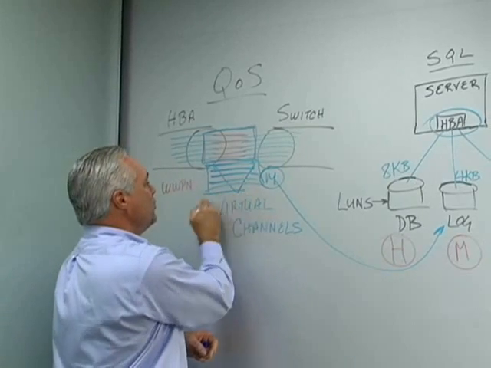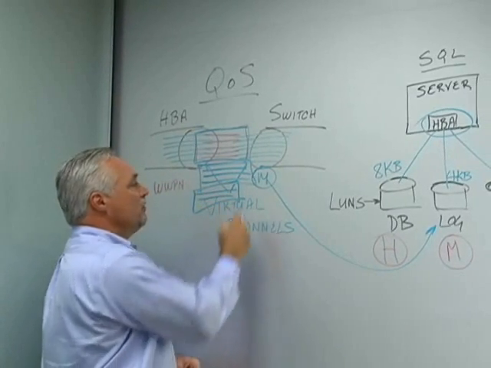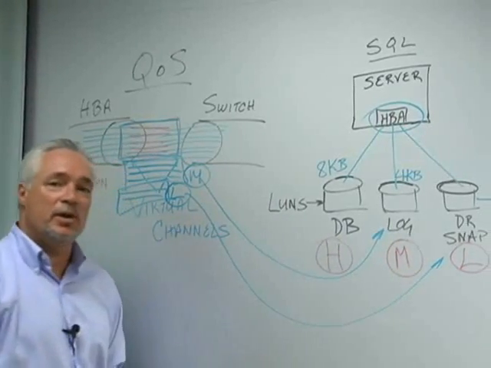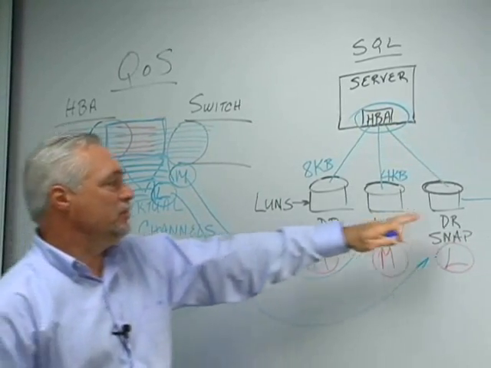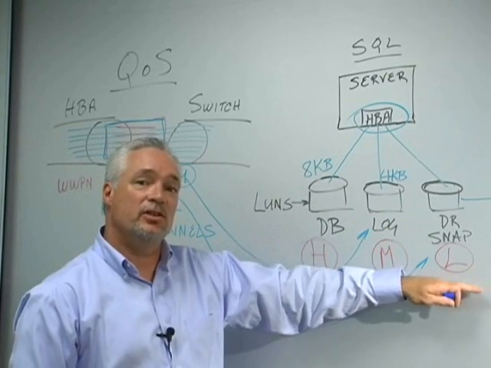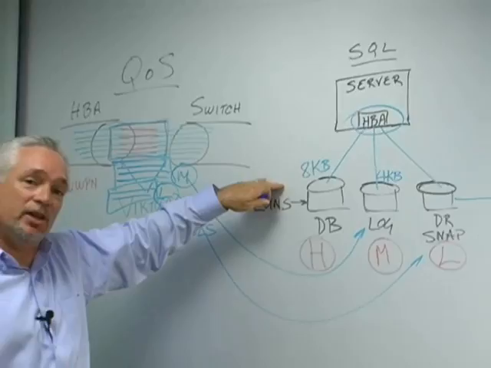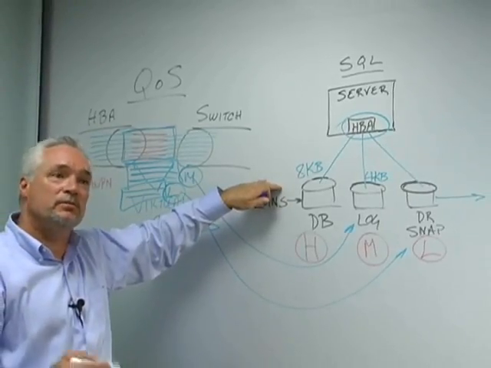And then I give it a couple of virtual channels for low, and I would dedicate those to my snap, meaning that this guy would be the lowest priority because he's the least important, never ever affecting the traffic flow on this database, which is the most important.